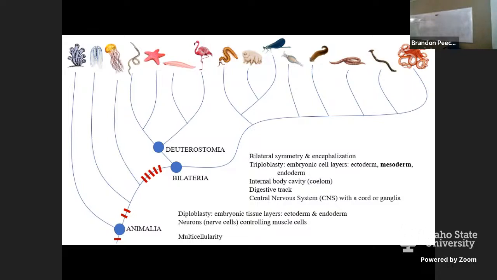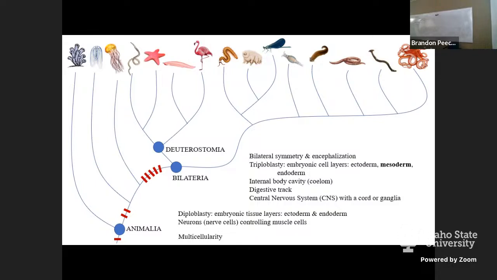That mesoderm has within it an internal body cavity. So you're not just like a tube with a food tube like a straw. You have between the outside wall of your body and your digestive tract a cavity, which is called a coelom. That word is pronounced coelom, and that's where a lot of your organs actually are.